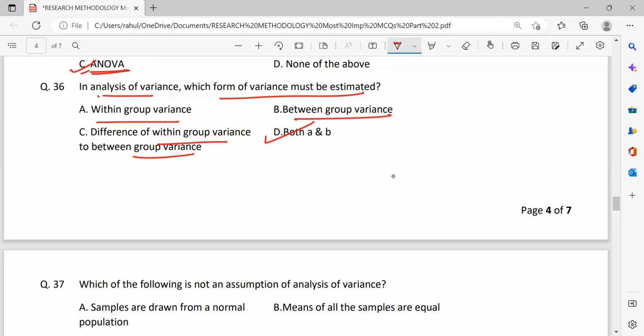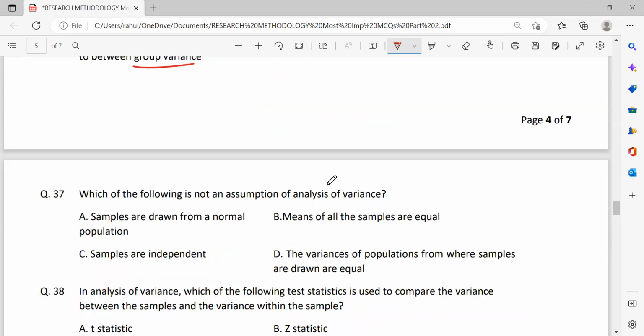Within group, between group variance. Okay. Now, question number 37.